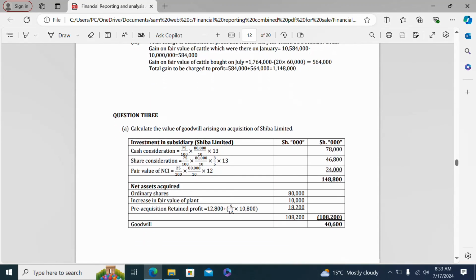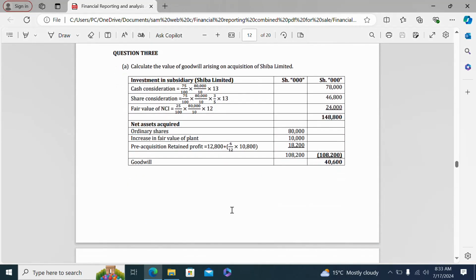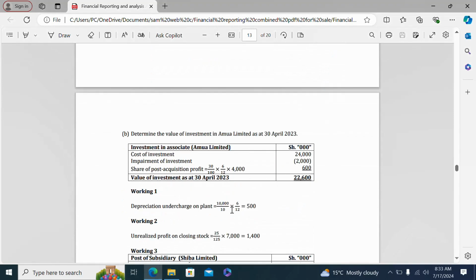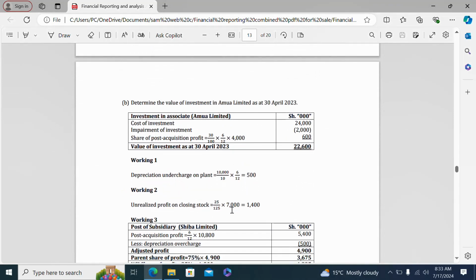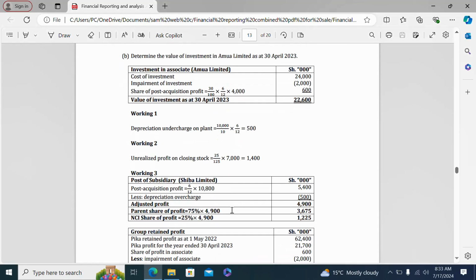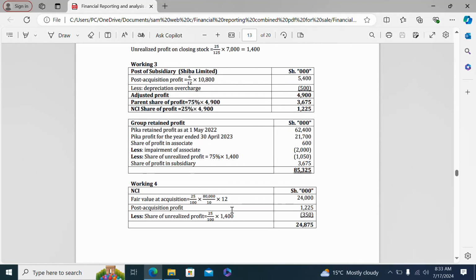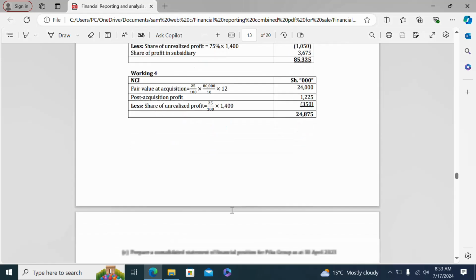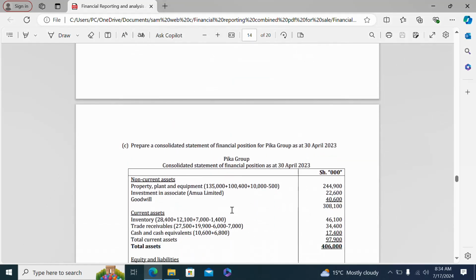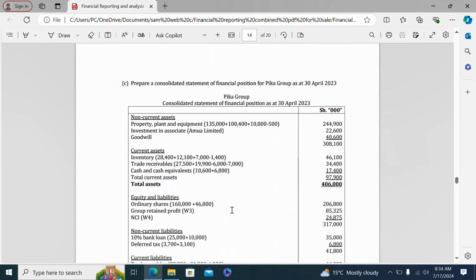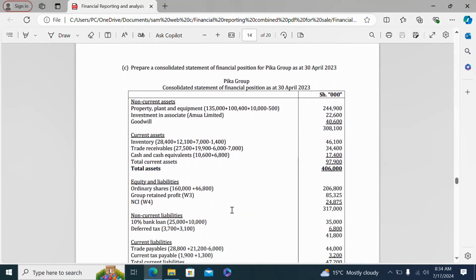Then question 3, the value of goodwill arising on acquisition of Shiba Limited, the value of investment in Amua Limited as at 30th April 2023. Then we have working 1, 2, working 3, up to working 4. Then we have C, the consolidated statement of financial position as at 30th April 2023.